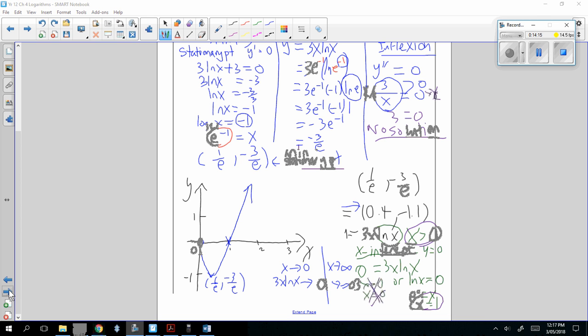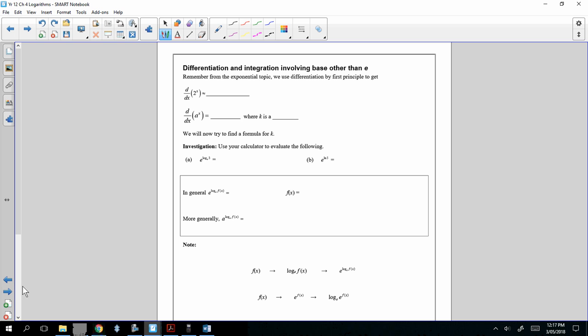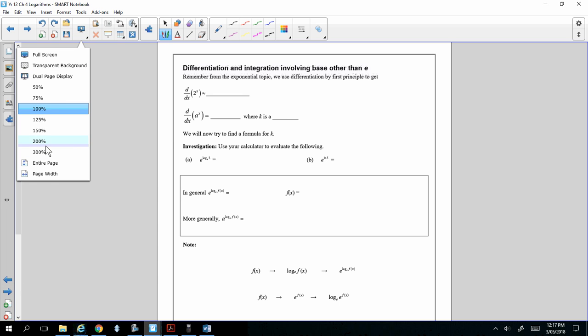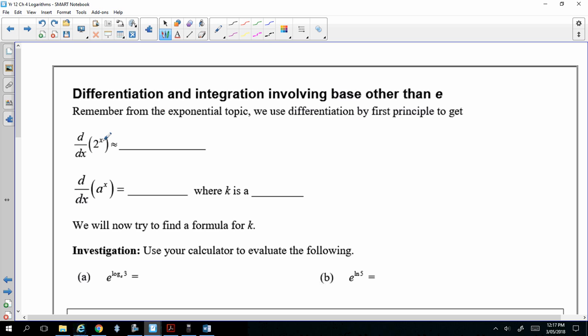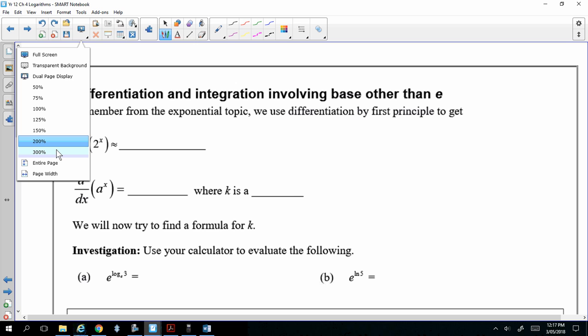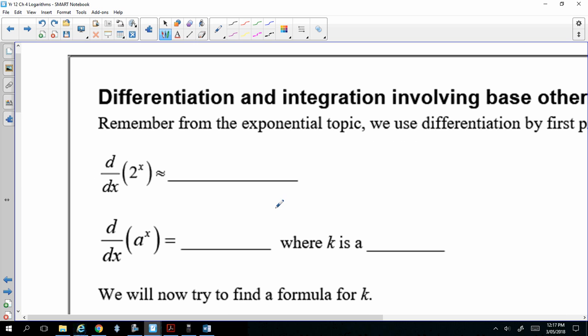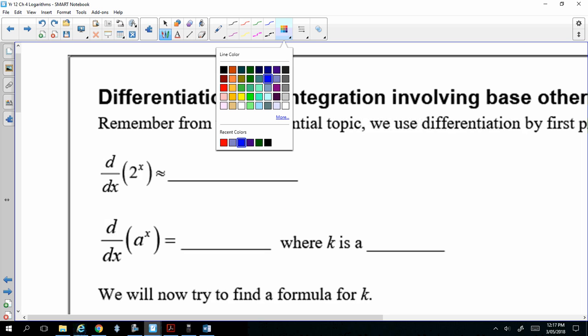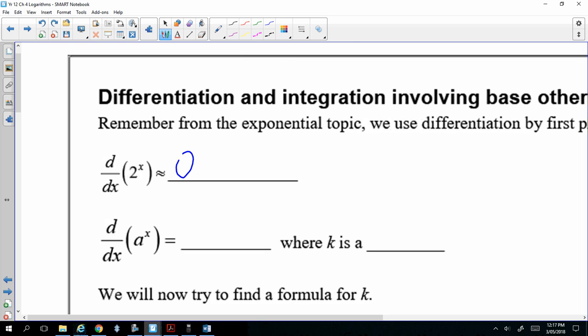Okay, now what we do is we're going to differentiate 2 to the power x. We did that last time with differentiation by first principles. Do you still remember what that equals when we differentiate 2 to the power x? I think it's about 0.69 times 2 to the power x, isn't it? We'll try to find a formula for that because it's very hard to remember.